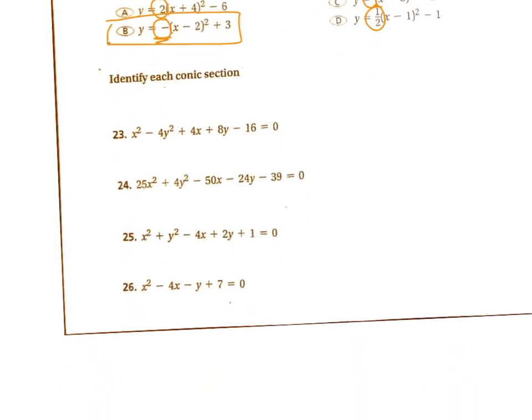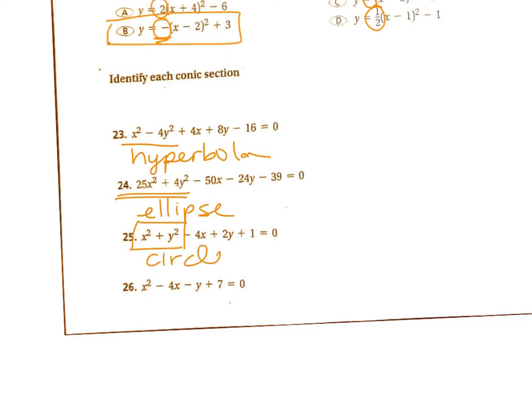And then last, 4 here, identify the conic section. So for this one, when it has x squared minus y squared, or it could be y squared minus x squared, that's the hyperbola. Okay, this one you have 25x squared plus 4y squared. So it's x squared plus y squared, but they're different numbers. That's the ellipse. This one, it's x squared plus y squared, and it's the same numbers. That's the circle. And this one just has one x squared, and that is a parabola.